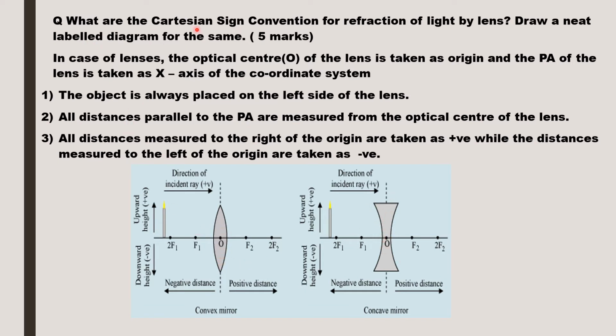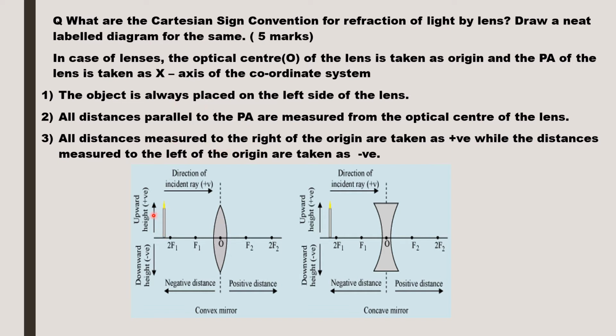So what are the Cartesian sign conventions? In case of lenses, the optical center O of the lens is taken as the origin and principal axis is the x-axis of the coordinate system. Now for writing down 6 points, you will get 3 marks, that is each point will carry half mark. So what is the first convention?